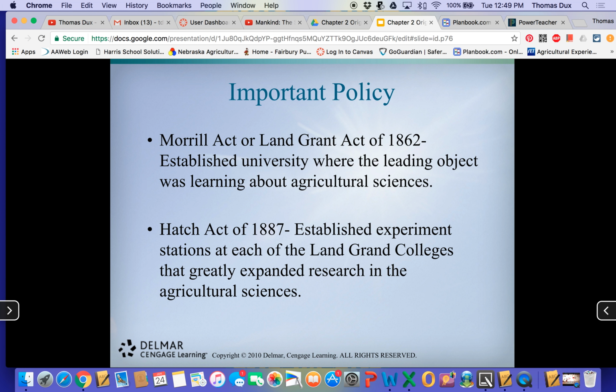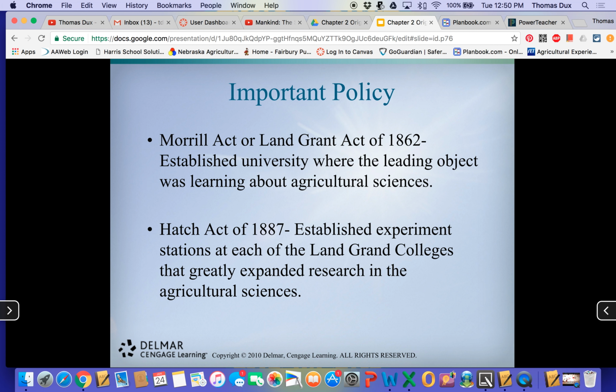People are getting land. Also, this Morrill Act is coming about. A senator from Vermont, along with the Congress, decided to pass this Morrill Act. And what it did, somebody read that for me right there. Established universities where the leading object was learning about agricultural science. Okay, so now we got research being poured into universities, money being poured in because these universities need to research how to best grow food and fiber because our country is getting bigger. There's more people there. Yes, the majority of people are farming, so that's why we have to have this research coming in to actually find out the best ways to grow crops.